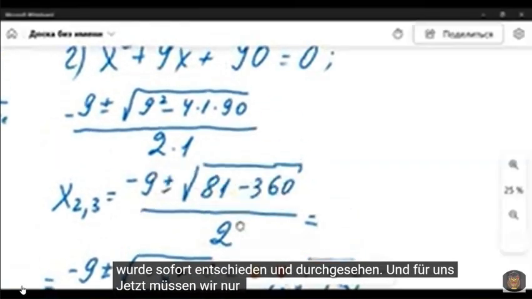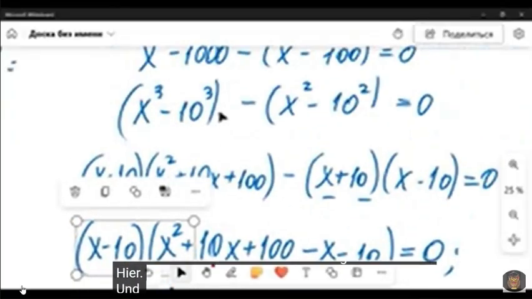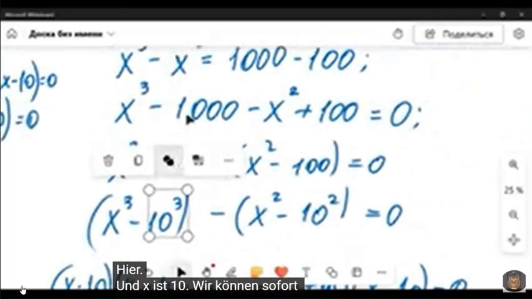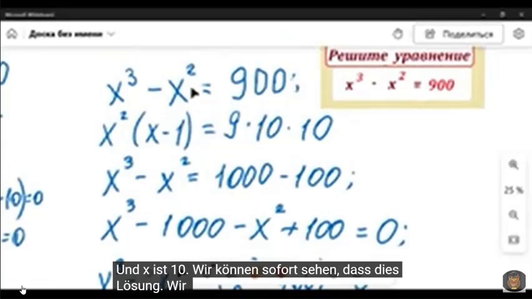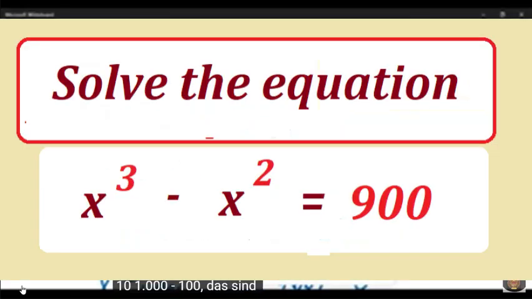And now we just need to go back to the beginning. Here, x is equal to 10. We immediately see that this is a solution. We can substitute it: this is 10,000, 1,000 minus 100, this is 900. That's it, we have solved the equation. We will not check those values. There were no contradictions in these solutions, so we leave it.